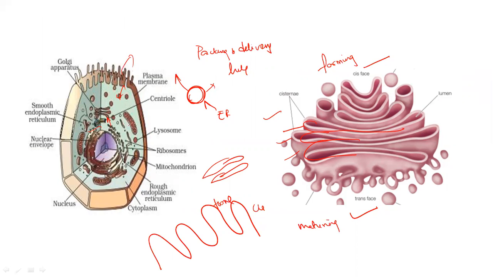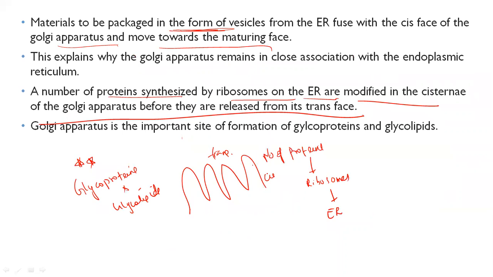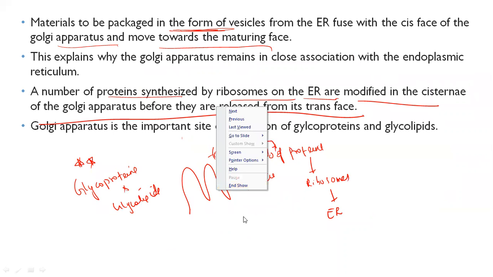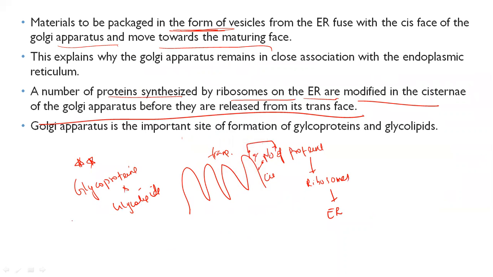So how do they form? These vesicles come from the endoplasmic reticulum, and they help in this transport. That's the reason why they are in close proximity to the endoplasmic reticulum. Now, the proteins that are synthesized by ribosomes on the endoplasmic reticulum are modified in the cisternae of the Golgi apparatus before they are released from the trans surface. And the Golgi apparatus is important in the synthesis of glycoproteins and glycolipids. So today we have covered the cell wall, the endoplasmic reticulum, and the Golgi apparatus.